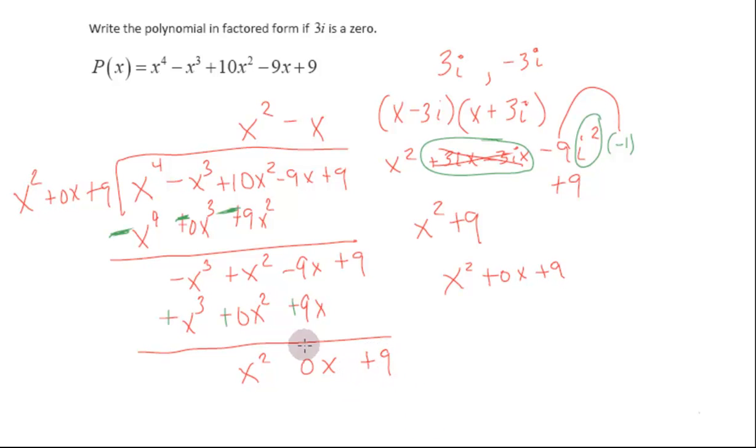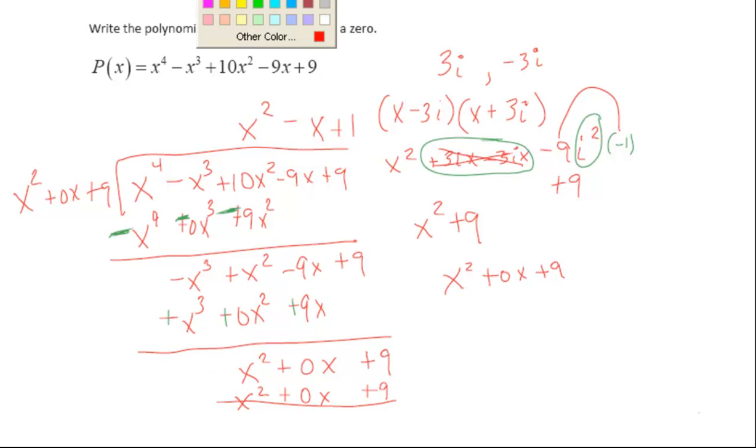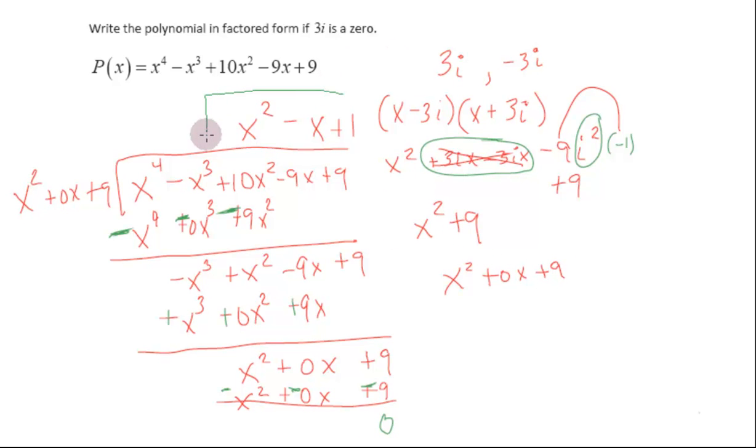And then we have 9, and I can have the 0x in here just as a placeholder, and then plus 9. All right, one more time, x squared divided by x squared, plus 1. 1 times x squared is x squared. 0x, right? And then 9. As I do this last step, I subtract, and I subtract. 0, 0, 0. I get a remainder of 0, which I should, because 3i and negative 3i are both zeros, so I should be able to factor out this quadratic. We're left with this now. We just have to find the other two zeros.